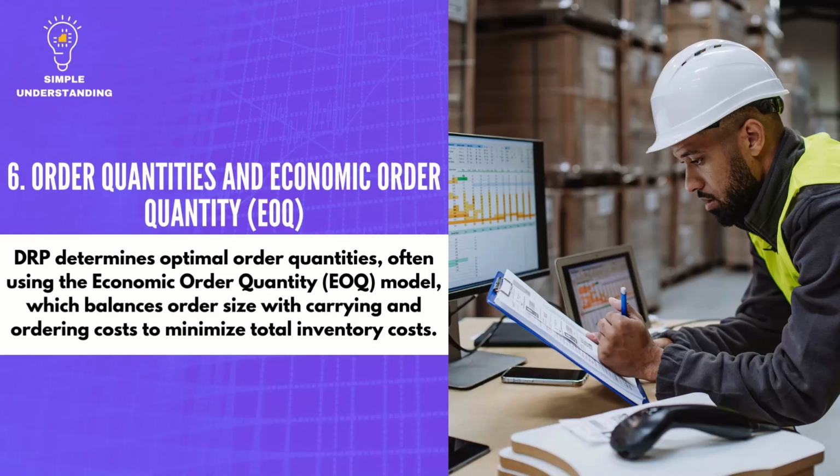6. Order quantities and economic order quantity, EOQ. Explanation. DRP determines optimal order quantities, often using the economic order quantity, EOQ, model, which balances order size with carrying and ordering costs to minimize total inventory costs.